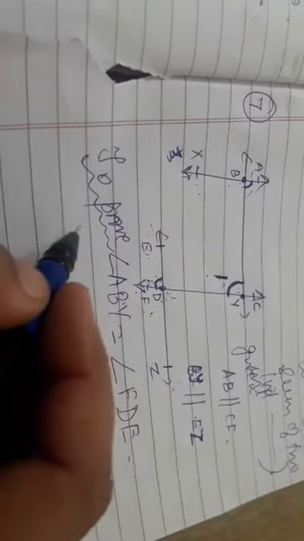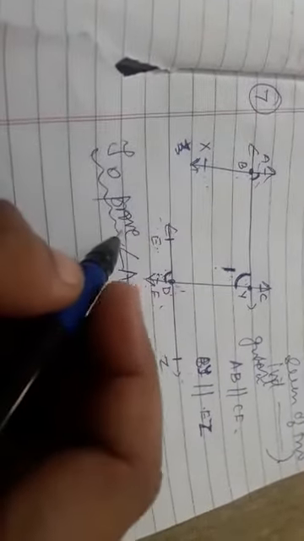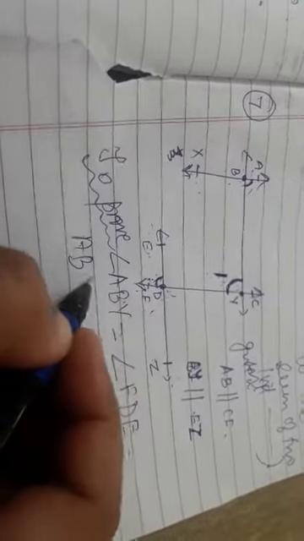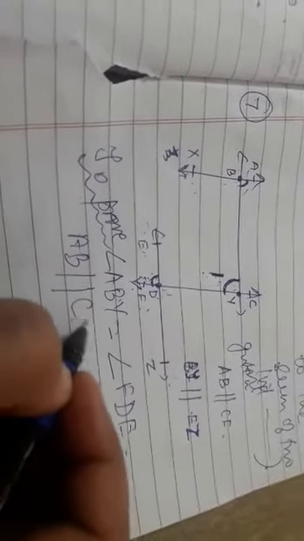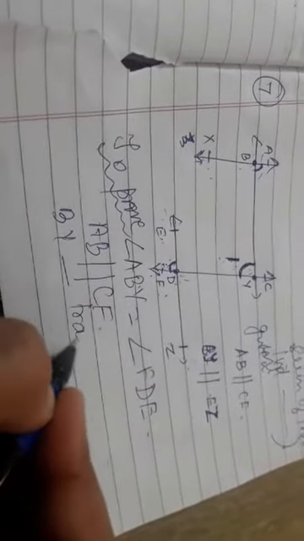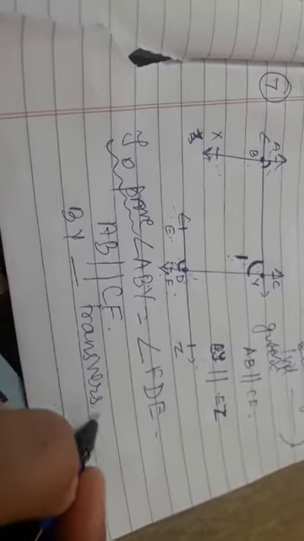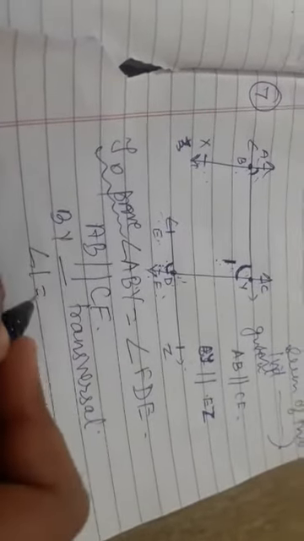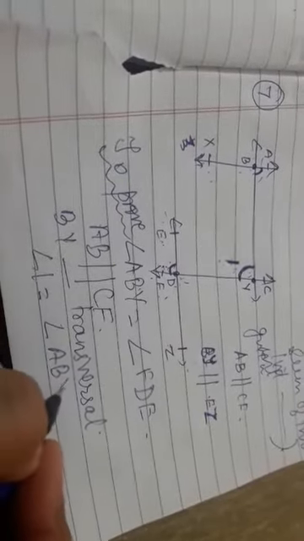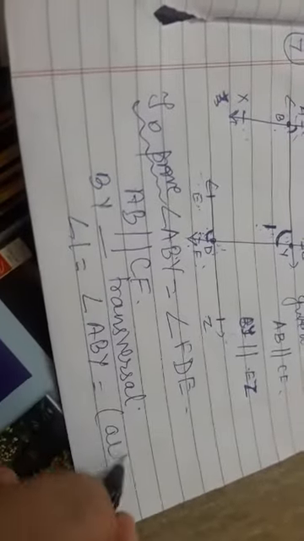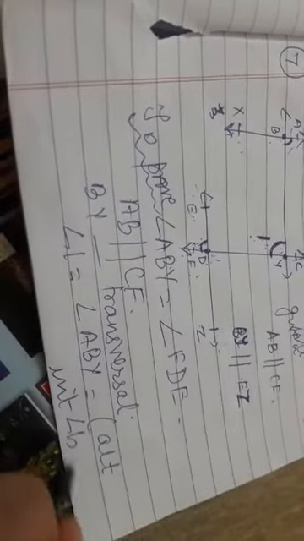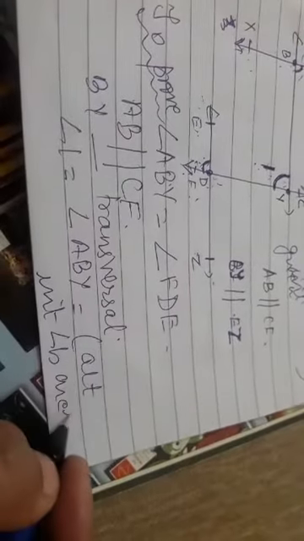We'll write the proof. What we'll write? This line AX, AB is parallel to CF, and what is a transversal? BY. BY is a transversal. Then angle 1 will be equal to angle ABY. Yes, and the reason will be, children, alternate interior angles are equal.